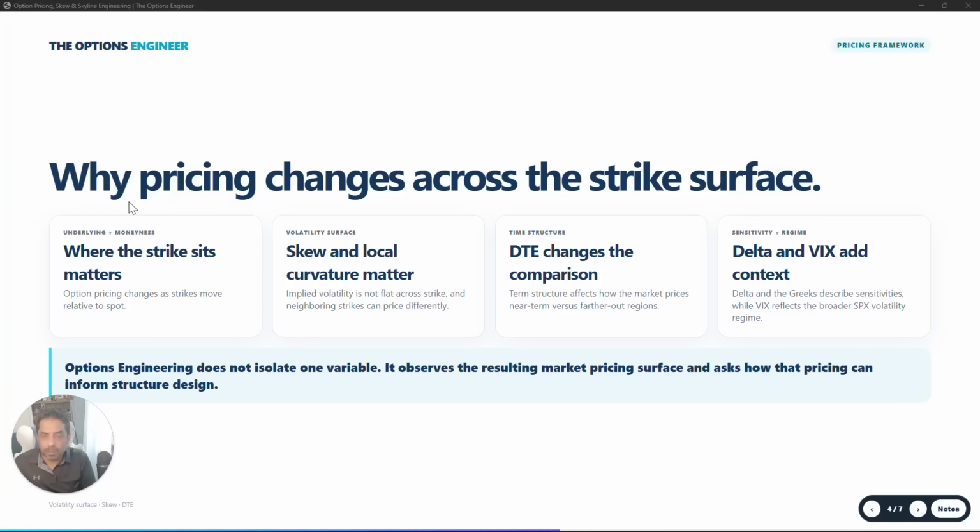After this demo, the question is why this happens. The answer is not skew alone. Pricing reflects the underlying level and moneyness, the volatility surface, time to expiration, and broader regime. Delta and the Greeks help describe the resulting sensitivities, while VIX gives context on the overall SPX volatility environment. In this deck, the goal is not to go through the full pricing model. The goal is to show through research that the observed market pricing surface can be used as an input into engineering design of Skyline-like strategies.